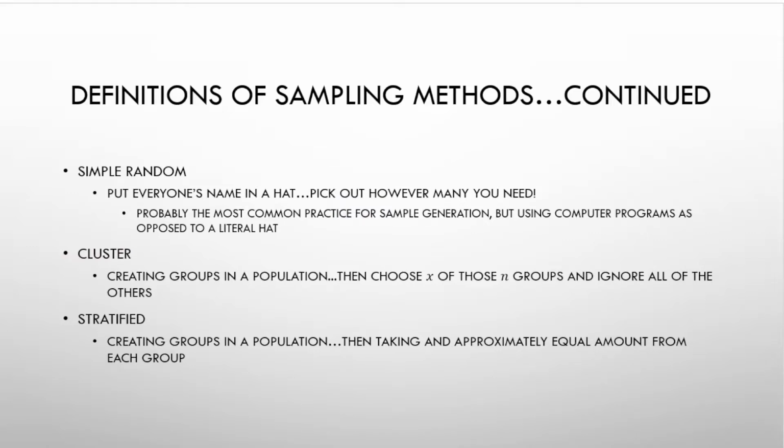So it's probably the most common practice for sample generation, but using computer programs as opposed to a literal hat. The names in a hat, that's the way to visualize it, but never in real-world statistics would you actually put names into a physical hat and pick them out. You wouldn't fold up paper, so on and so forth. That's more of a primitive way of thinking of it, but I have a random name selector here for you guys, if we ever need to utilize that, which we will later on.